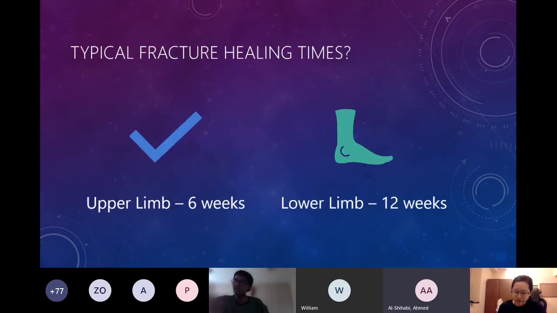So we'll go through this bit really quickly. Just a useful thing to know: if it's an upper limb fracture, it usually takes about 6 weeks to heal. Lower limb is double that, 12, so about 3 months for a lower limb fracture to heal. Oh, that's a quarter of a year. That's a long time.